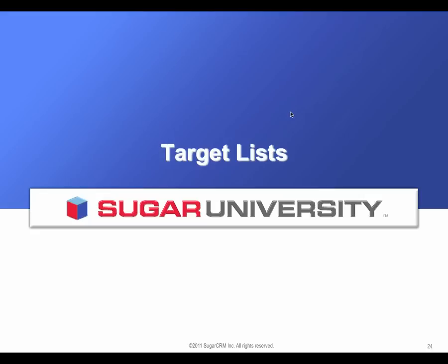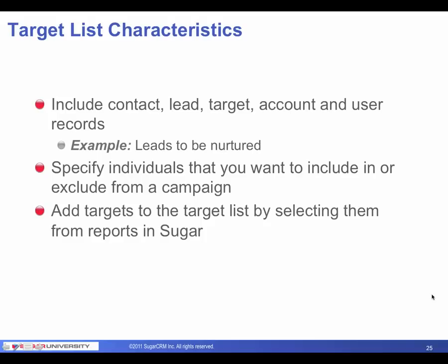Now let's look at target lists. A target list is used to specify individuals that you want to include or exclude from a campaign. They can include contact, lead, target, and user records. You can add targets to the target list by selecting them from reports in Sugar, importing them from a CSV or TSV file, or by selecting them from existing contacts, leads, or target records. Note that any Sugar users included in a target list cannot opt out, so they will not see the appropriate opt-out links in the email.